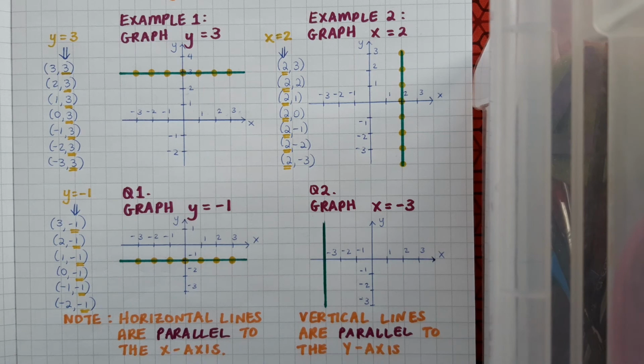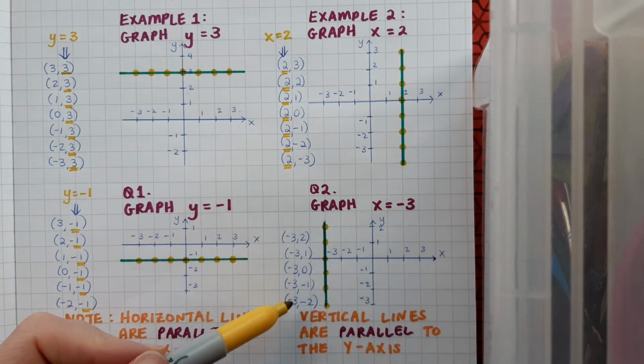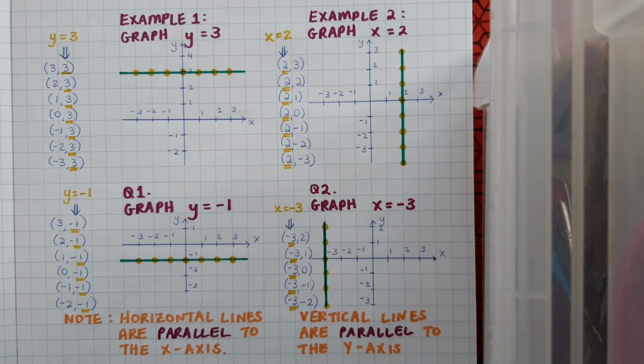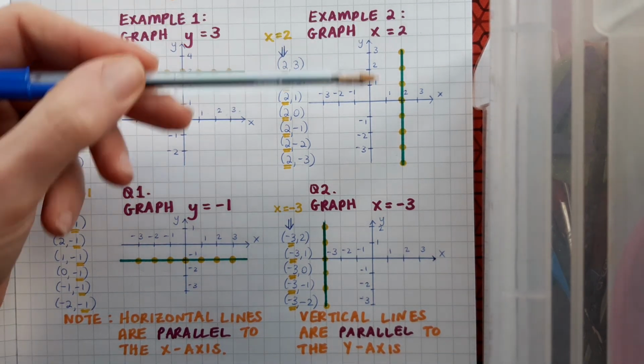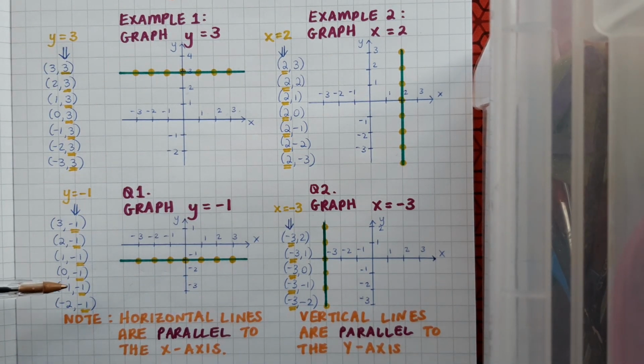And then finally, let's do it for x equals -3. So again, I've got a whole selection of points along this line, but they all have this -3 at the start in common. Their x values are all -3. So it's just interesting to note the connections there between how the equations look, where the lines are positioned, and the points that occur on those lines.